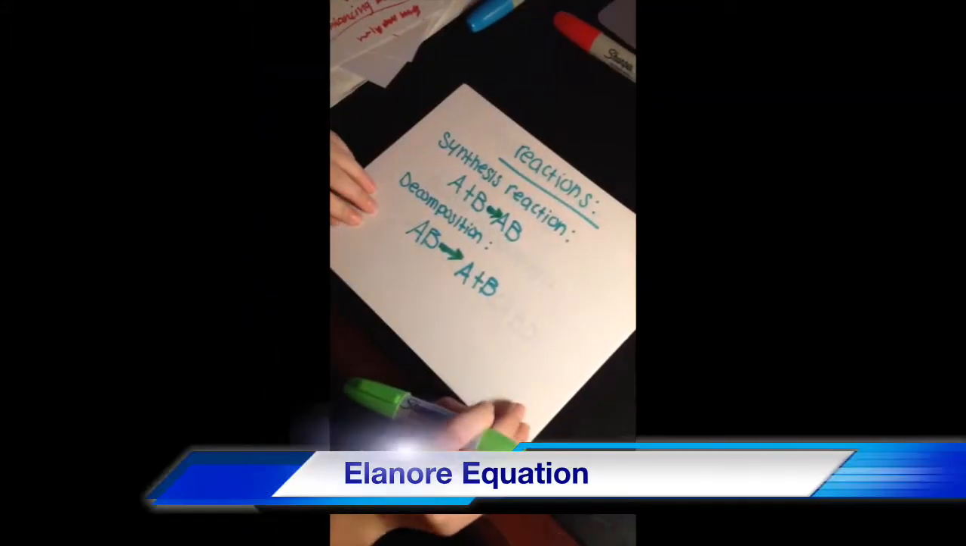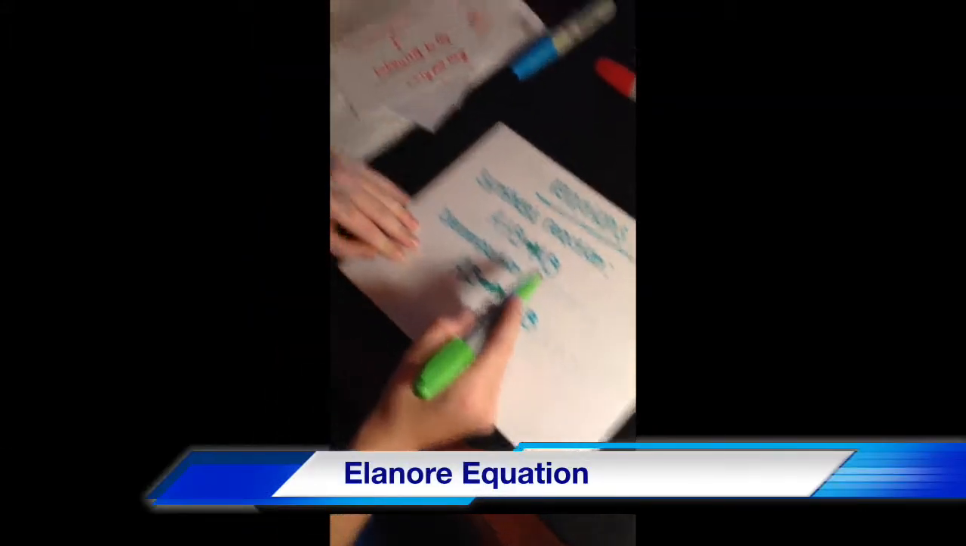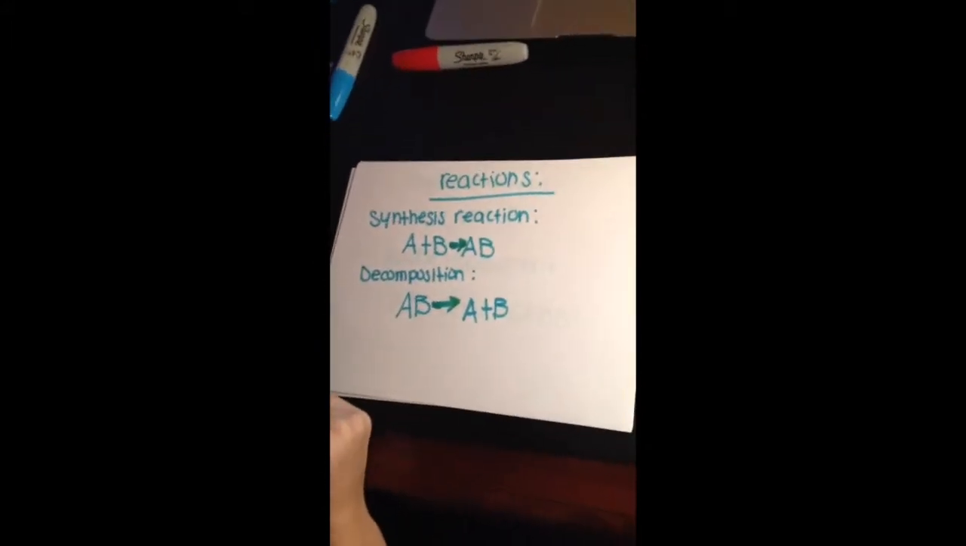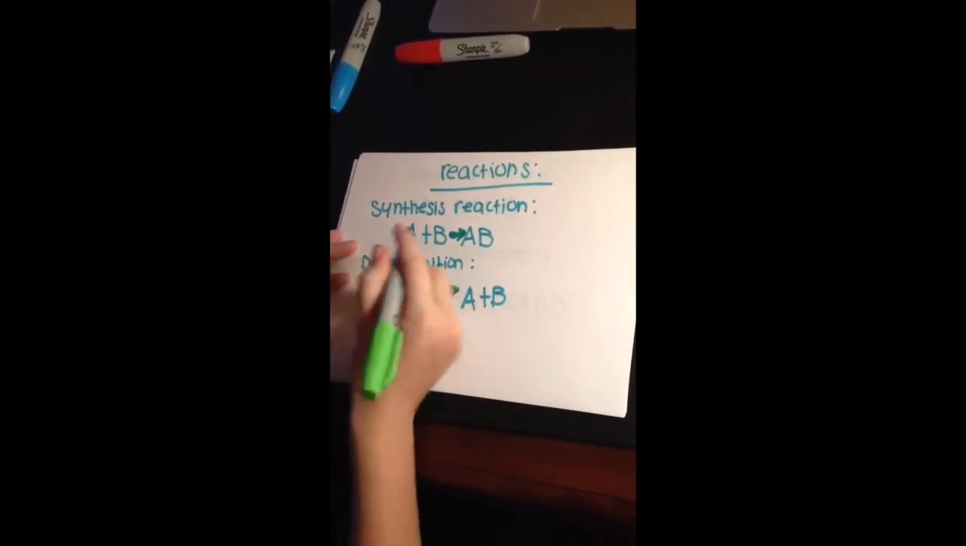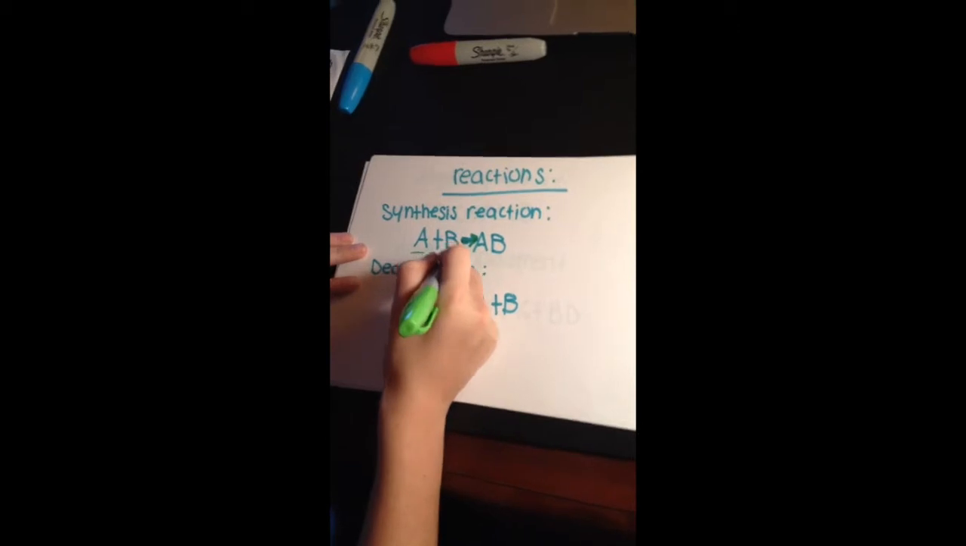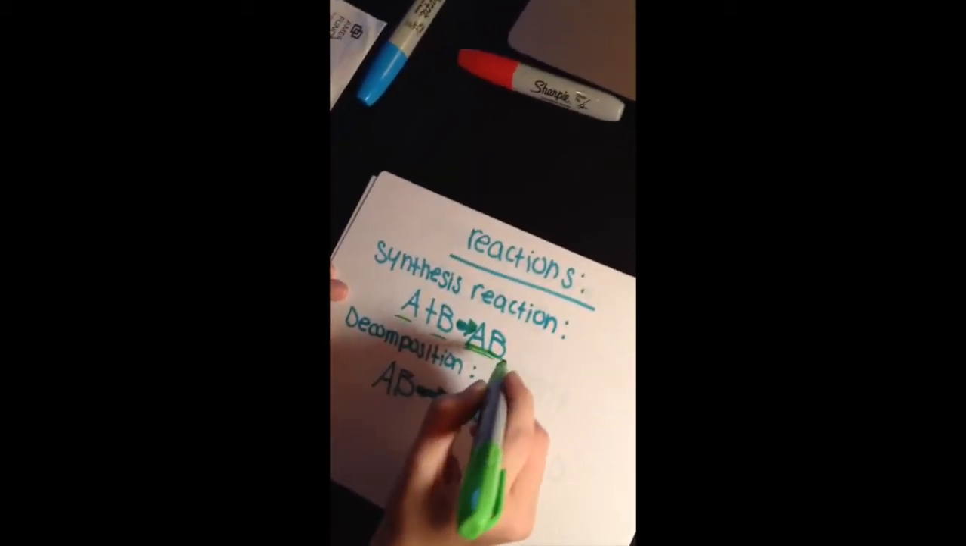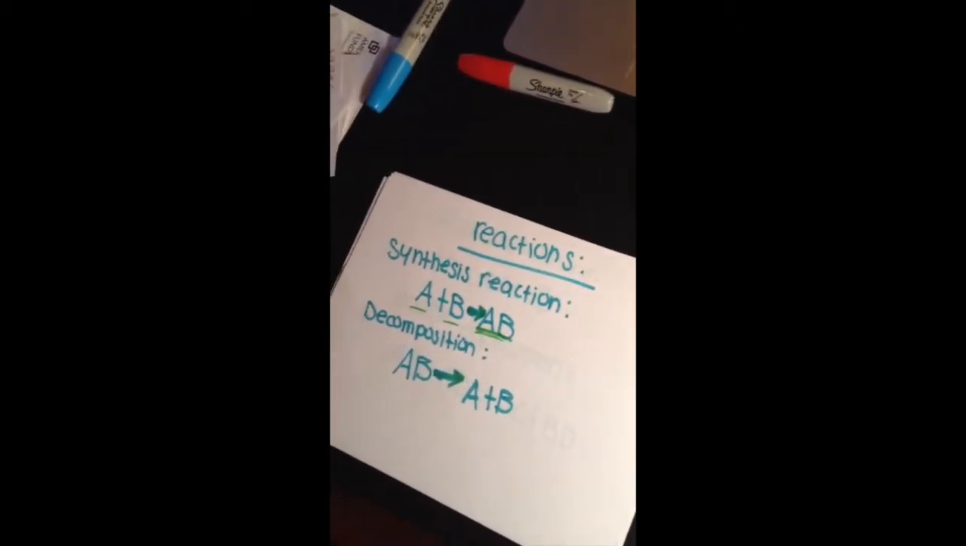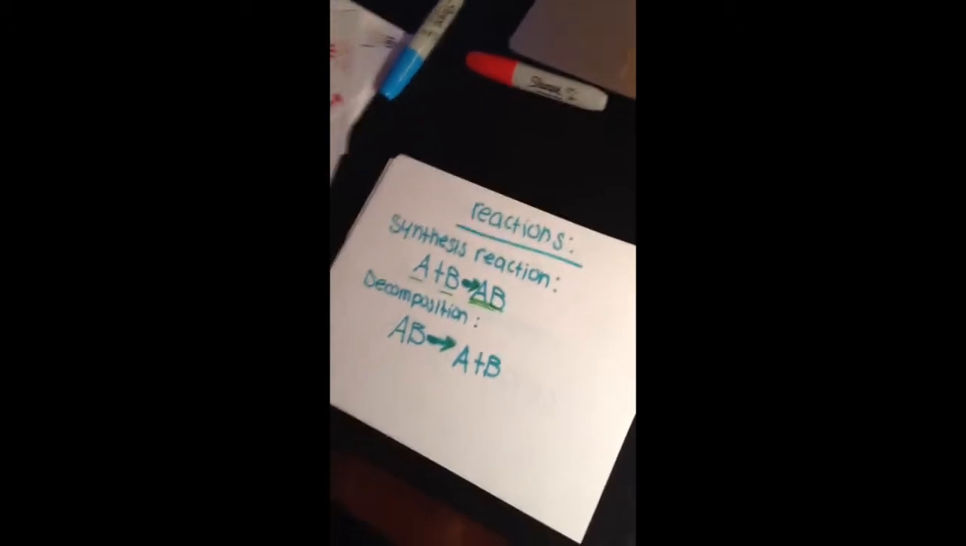Okay, so now we will be going over reactions. A synthesis reaction is when two or more substances combine to form another substance, which is really an element plus an element equals a compound. Like they said, when you have two separate elements, they form together to make a compound. In review, a compound is two elements together. So synthesis is forming a compound.